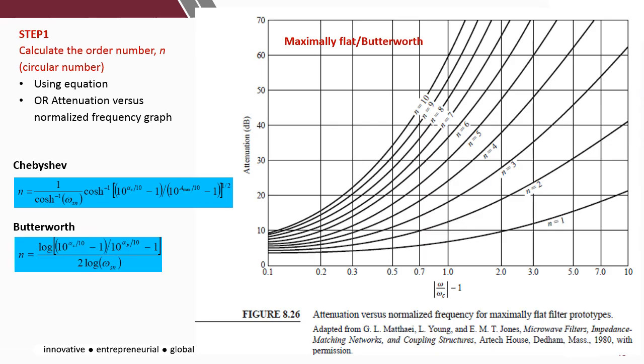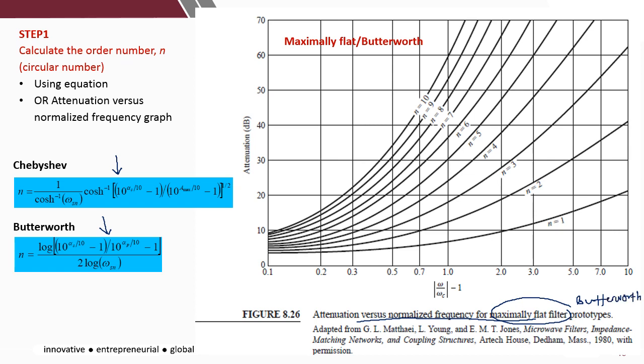Okay, for step 1, to calculate the filter order number, either you can use the equation, okay, depending on types of filter you have or you are about to design. But if you don't have the equation, you can use the graph, the attenuation versus normalized frequency graph to get or to estimate the filter order number. Okay, so and you need to make sure that you refer to the correct graph. Either it is for maximally flat, meaning that this graph is only for Butterworth filter design.